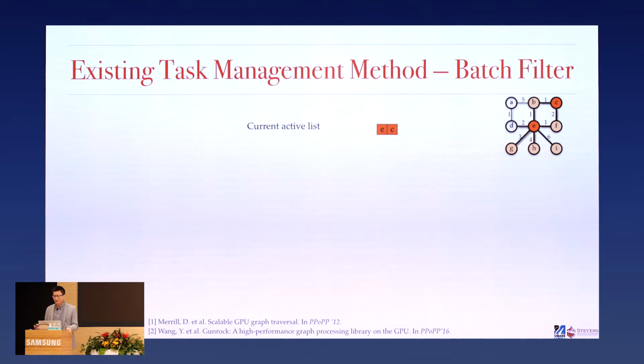So assuming we're working on ENC, and then we're going to update the distance of B, F, G, H, I, and generate the frontiers of B, F, G, H, I. So how it works in existing work.